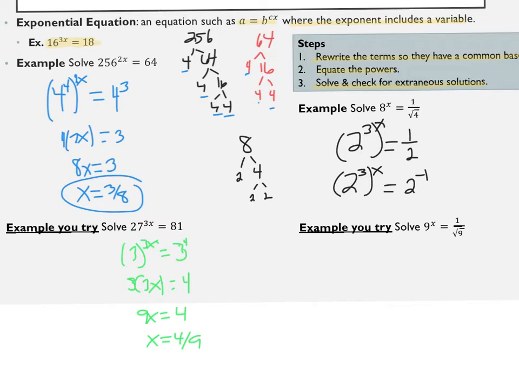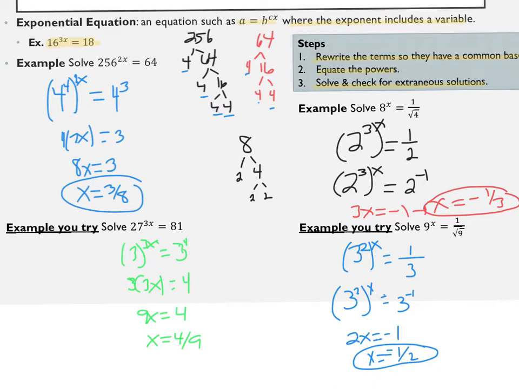Remember, when you have a negative exponent, it flips whatever the base is to the denominator of a fraction. Now that our bases are the same, we can equate the exponents. So 3x equals negative 1, or x equals negative 1 over 3. Take a minute and try the example. Hopefully you found x to be negative 1/2.